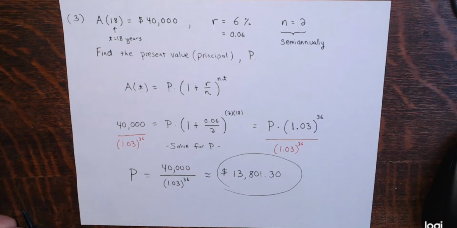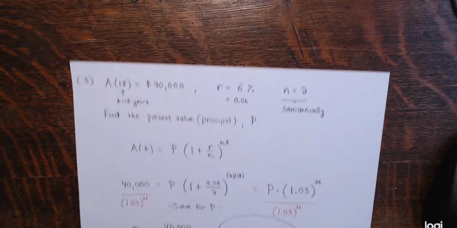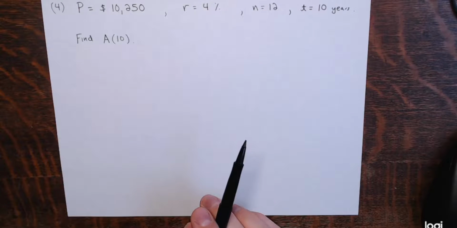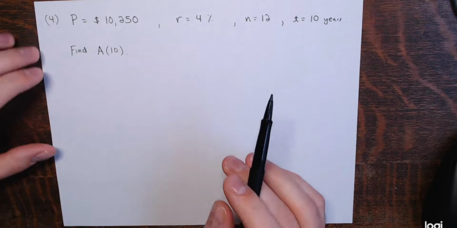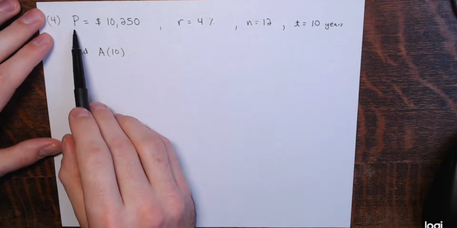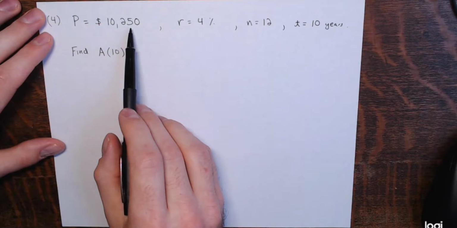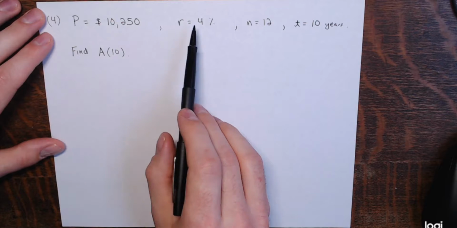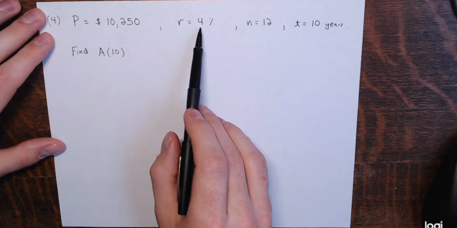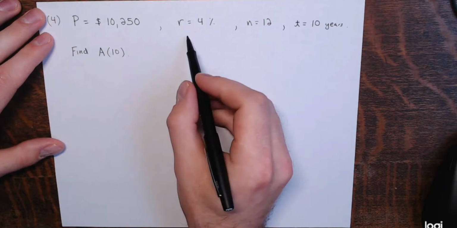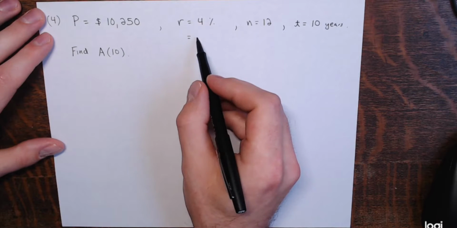All right. Great. So let's do another one like this. All right, so this time we're asked to find the final amount again. So this time we know the principal, the present value. We know the initial amount, the starting amount, $10,250. The APR, or the nominal interest rate, is 4%, which again I'm not going to write as 4. I'm going to write 4 divided by 100, 0.04.